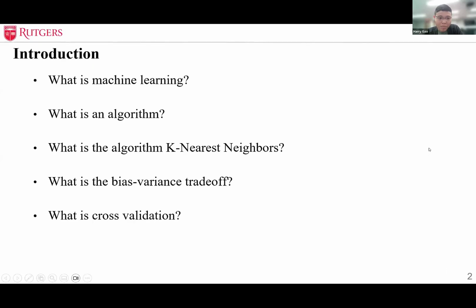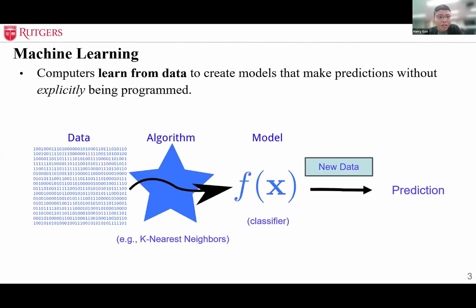So basically, in this quick 30-minute session, I'll try to keep it to 30 minutes, but it might overrun a little bit. I'll quickly introduce what is machine learning, what is an algorithm, what is the algorithm k-nearest neighbors, what is the bias-variance tradeoff, and probably also cross-validation, depending on if we have time. So what is machine learning?